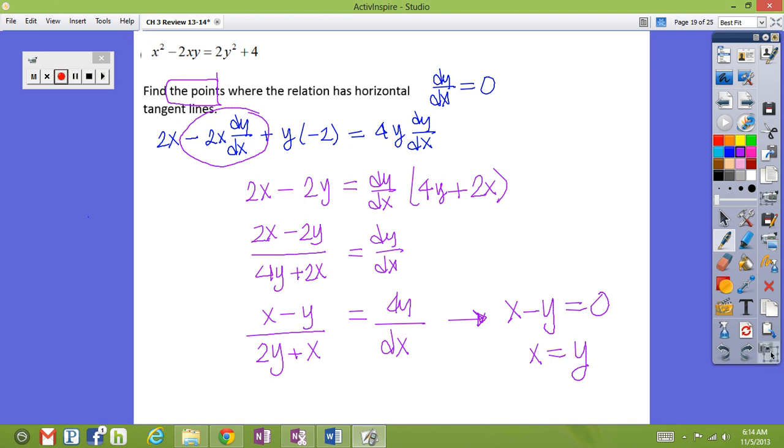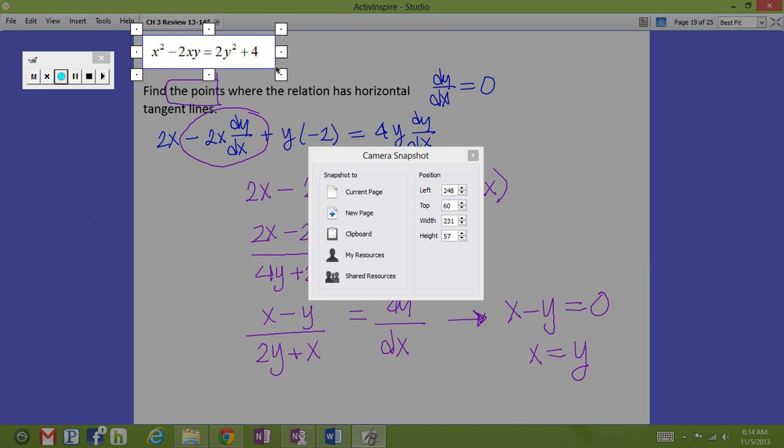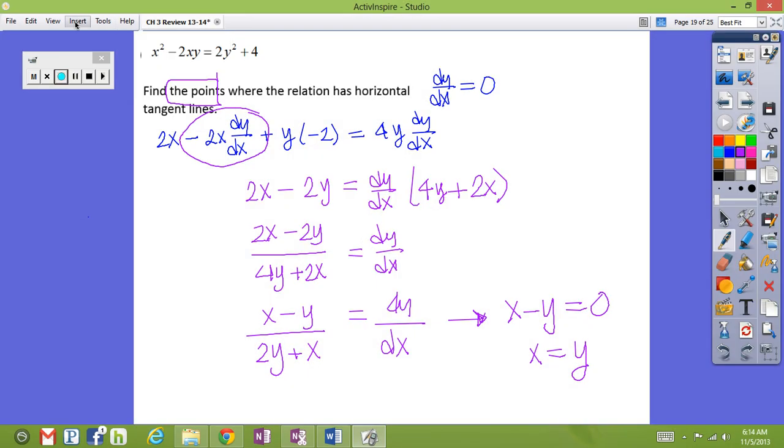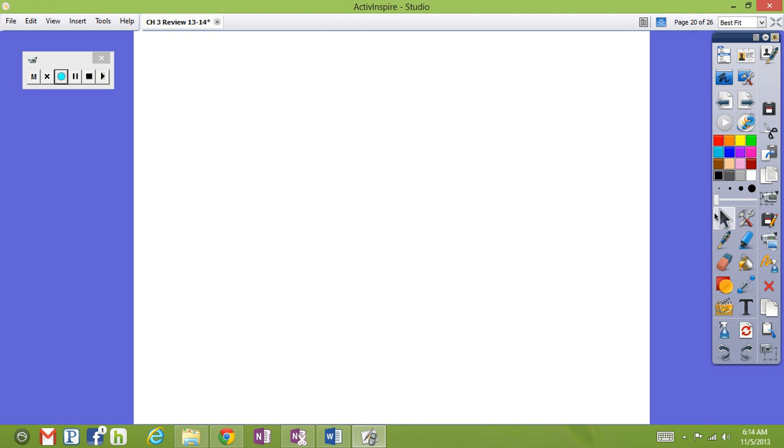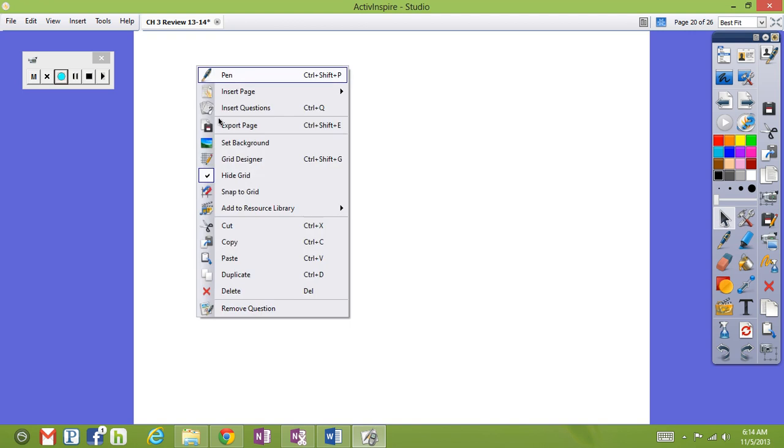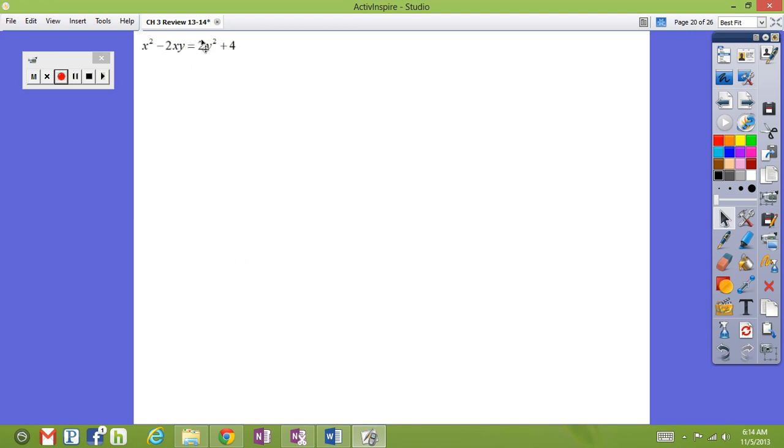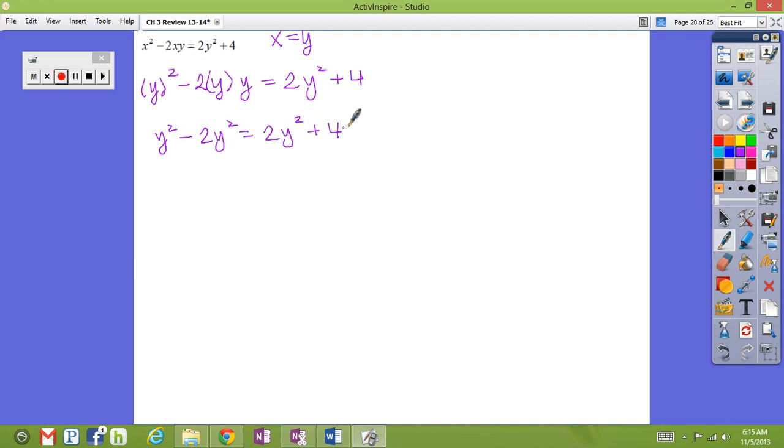So I'm going to take the original, and I'm going to substitute back in. What we had was x equal to y. So wherever I see x, I'm going to put y instead. Wherever I see x, I'm going to put y instead. So I get y squared minus 2y squared is equal to 2y squared plus 4.